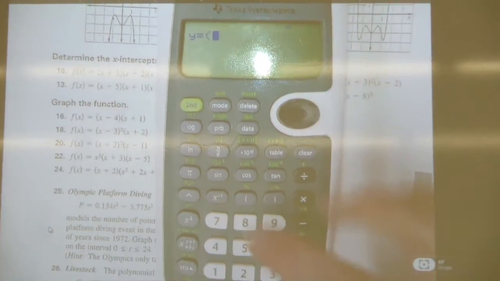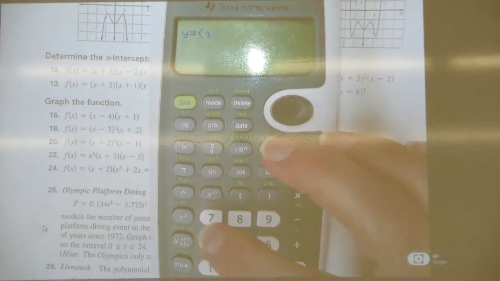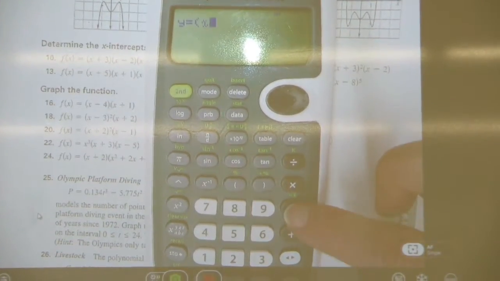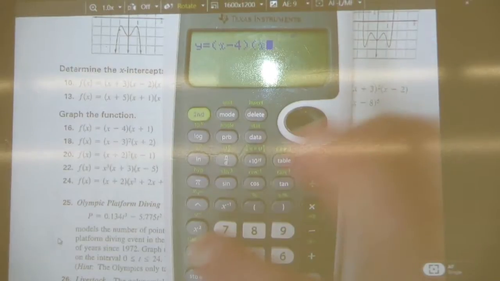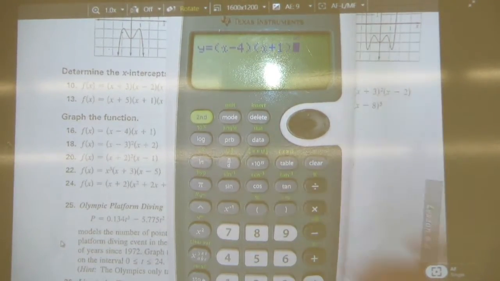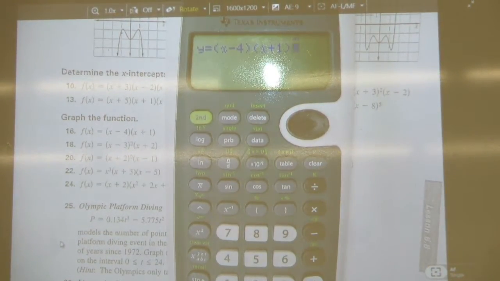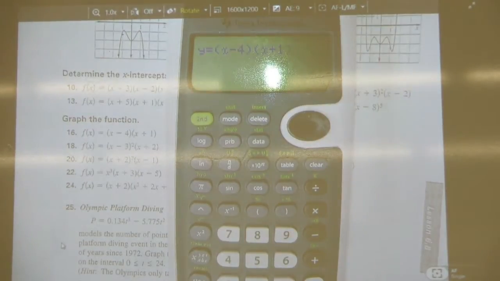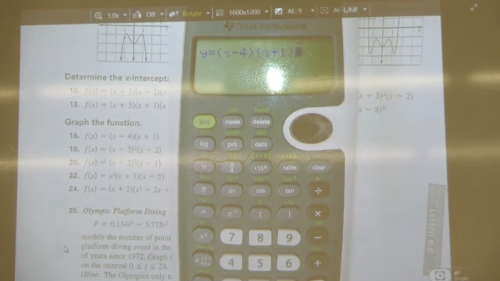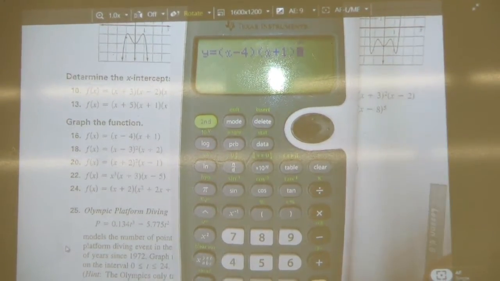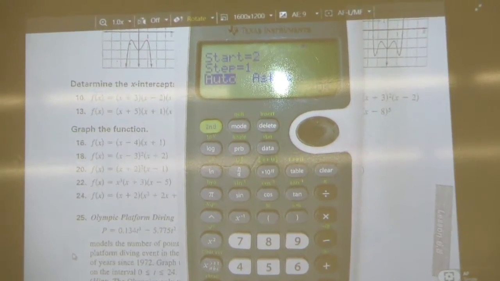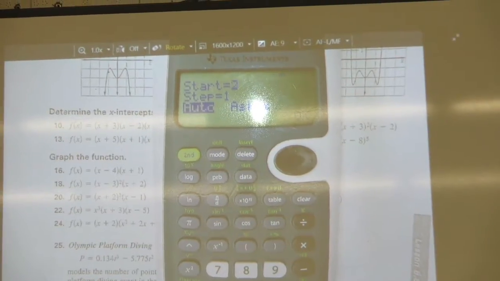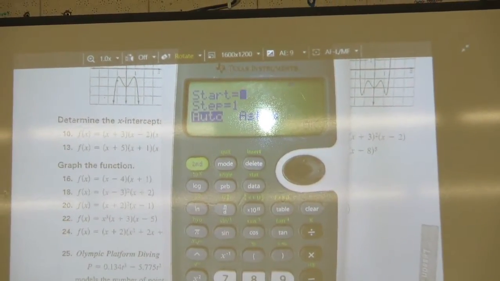So parenthesis, x, minus 4, end parenthesis, and then do it again, x plus 1, end parenthesis. We don't have to sit there and FOIL that out to get an equation. We can just type it in as given. Okay? Hit enter. Looking at that function, what was our highest positive value? One. One, so we're going to use the opposite of that, which is what?